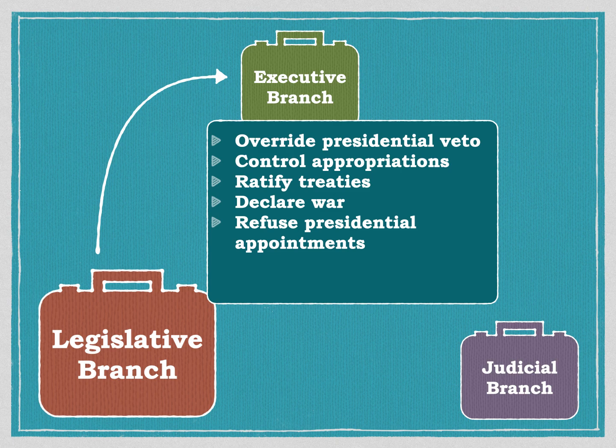The legislative branch can refuse presidential appointments. Say the president wants to name so-and-so to the head of this government organization. If the legislative branch doesn't agree that person's qualified or they don't like them, they can refuse to appoint them.